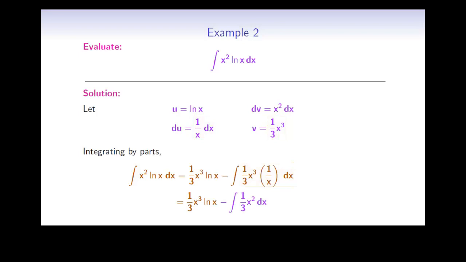We can simplify this integral to be just the integral of 1/3 x squared dx, which is very easy to evaluate. The final answer is 1/3 x cubed ln x, subtract 1 over 9 x cubed, and don't forget to add plus c at the end.